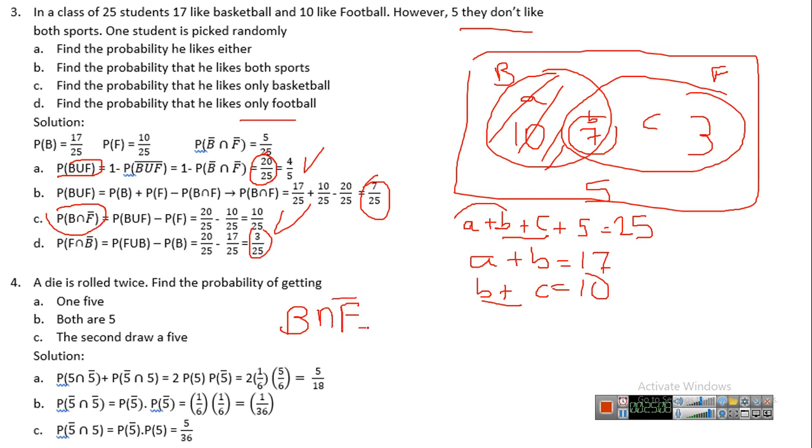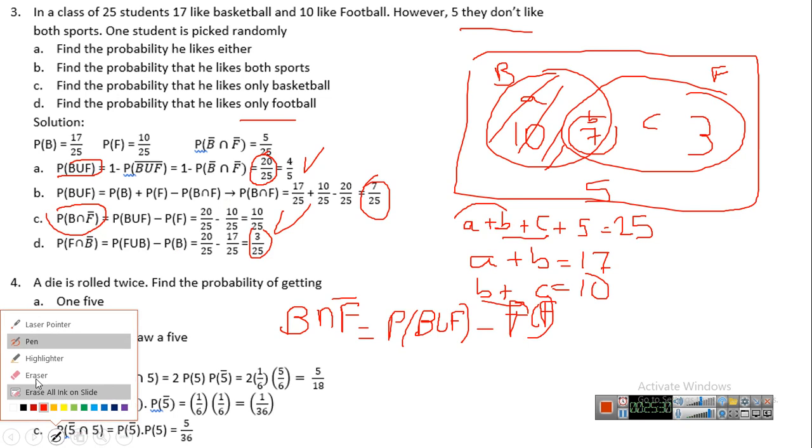Basket without football. He likes only basket without football. In other words, you're doing the union of everything, and from the union you're getting rid of the football, the probability of the football. Okay? Or you can do it directly.